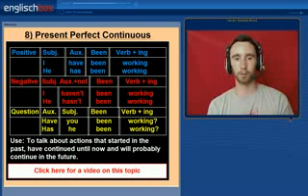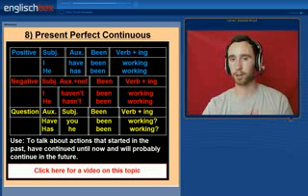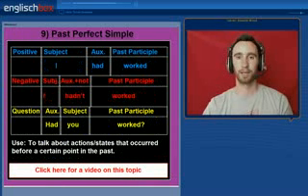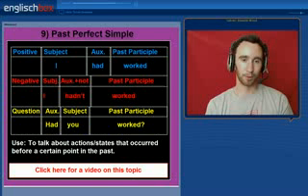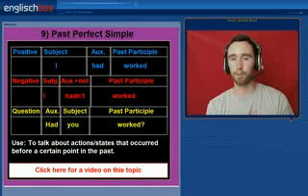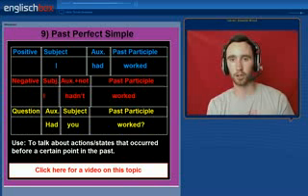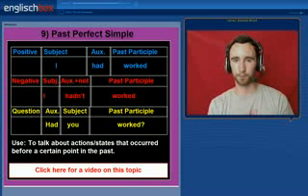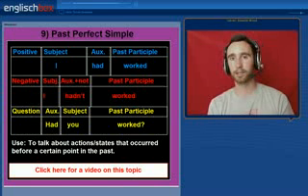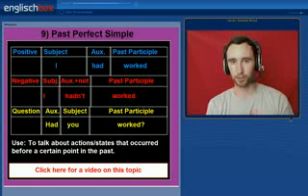In negative, we use haven't or hasn't. And in the question, we have to begin the question with have, or in third person, has. The past perfect simple. We use this to talk about actions or states that occurred or happened or were true before a certain point in the past, often in conjunction with the past simple. So I had worked, I hadn't worked in negative, and had you worked in question form.